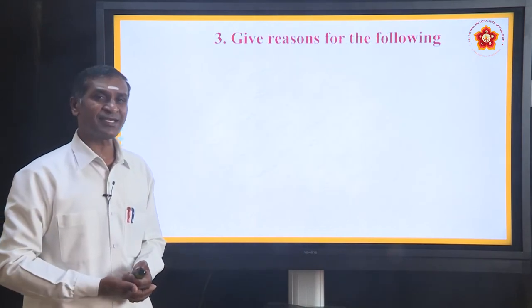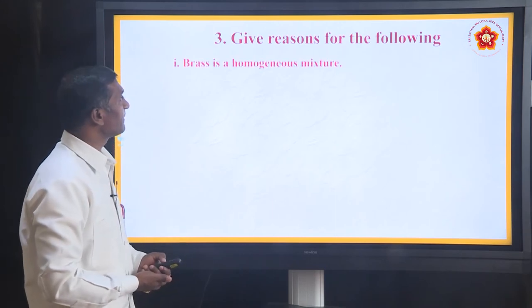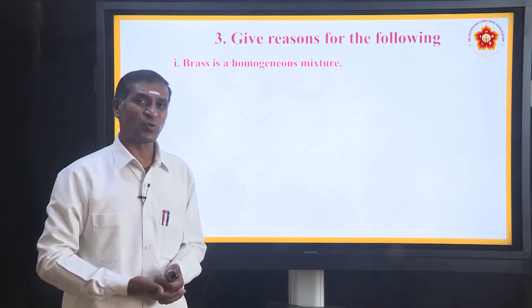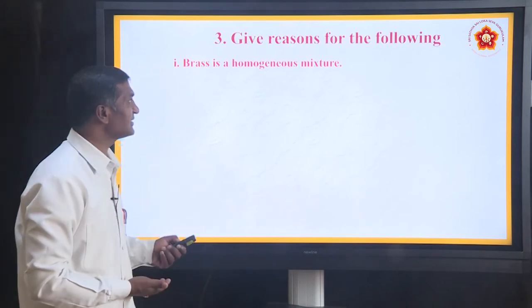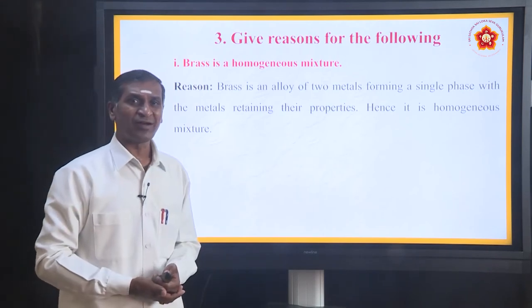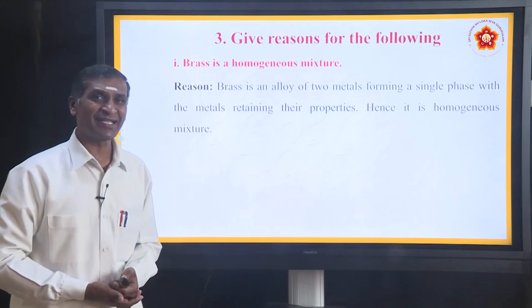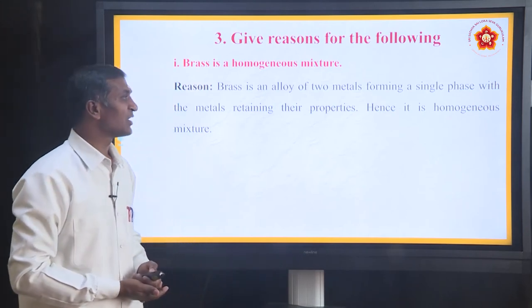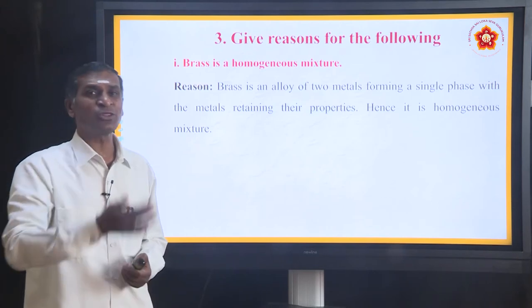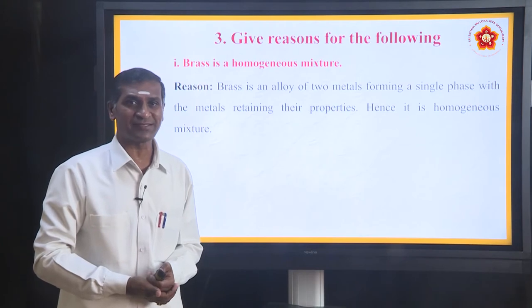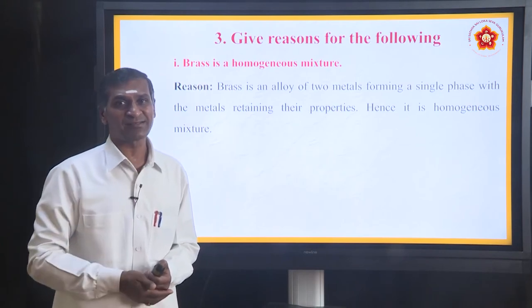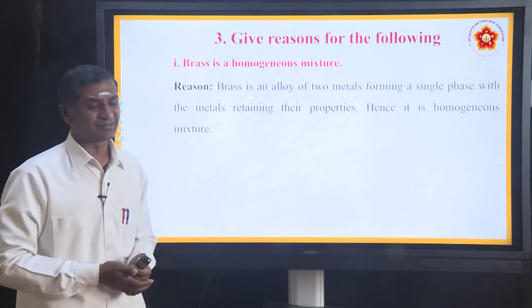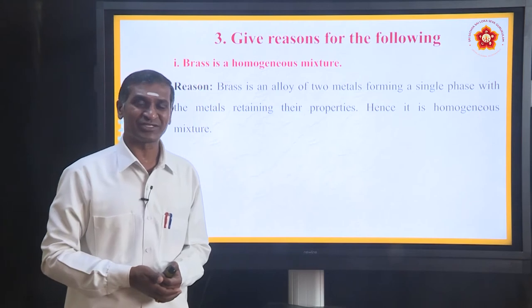Third question, give reasons for the following. Brass is a homogeneous mixture. Dear students, brass is a homogeneous mixture is the question. And the answer for that, brass is an alloy of two metals forming a single phase, with the metals retaining their properties. Hence, it is homogeneous mixture. Even though two metals are combined together in the brass, but it exists in single phase, and the two metals will also have their individual properties, even though they are together. Hence, it is a homogeneous mixture.